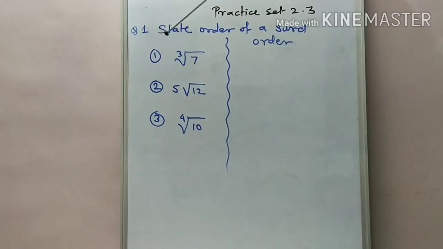First question is very simple: state the order of a surd. Here we have a few examples. The first one is what? Cube root of 7. So order means what? The value of n is called the order of the surd. So here the order of this surd is what?